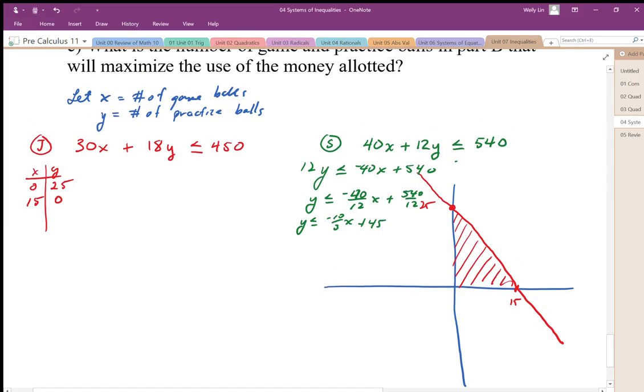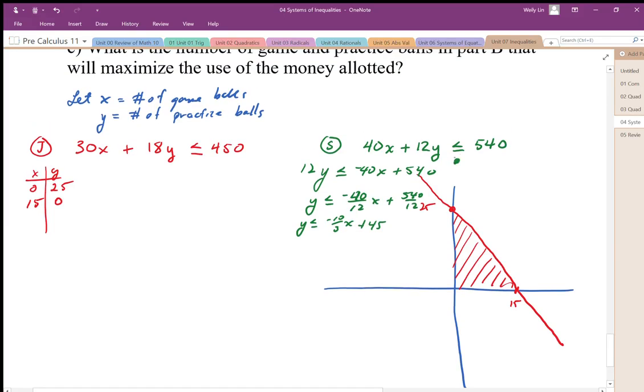Okay, it's going to be way up there. So I'm just going to draw 45 practice balls. Extend my axes here. That's going to be 45 practice balls, because y is practice balls. And then with a slope of negative 10 over 3, it's going to have a slope kind of like this, and it's going to look like that. And the solution to this is going to be that area there. So there are two individual solutions for those two inequalities.